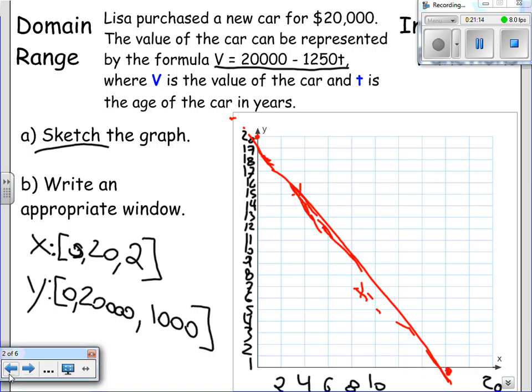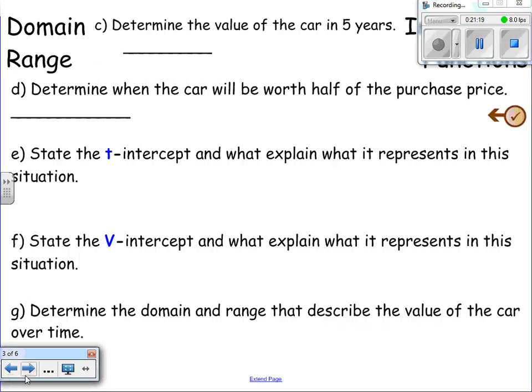It says state the t-intercept, not the value of t at the intercept. Those are two different things. If it asks you for the t-intercept, you have to give me a coordinate. The coordinate is going to be 16, 0. If it asks you for the t value at the t-intercept, you should say 16. I will almost guarantee you that you have to answer this more than once.